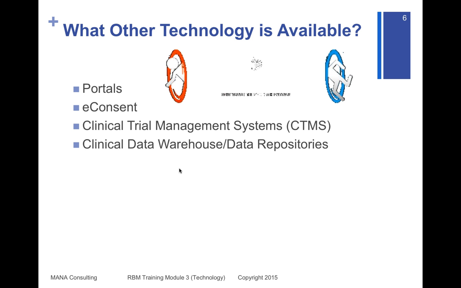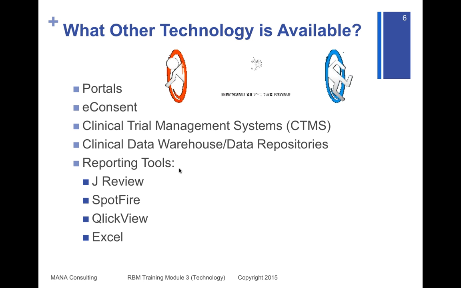So what other technology is available? Yes, there's portals. There's e-consent, which is getting more and more interest because consents are one of the top five findings at site audits. Clinical trial management systems, these are often systems that either a CRO will have or a sponsor will have that let them have visibility into what's going on across all the assets for the company. Clinical data warehouse or data repositories. And for us in our risk-based monitoring, this is a critical piece of our approach. And then many reporting tools.